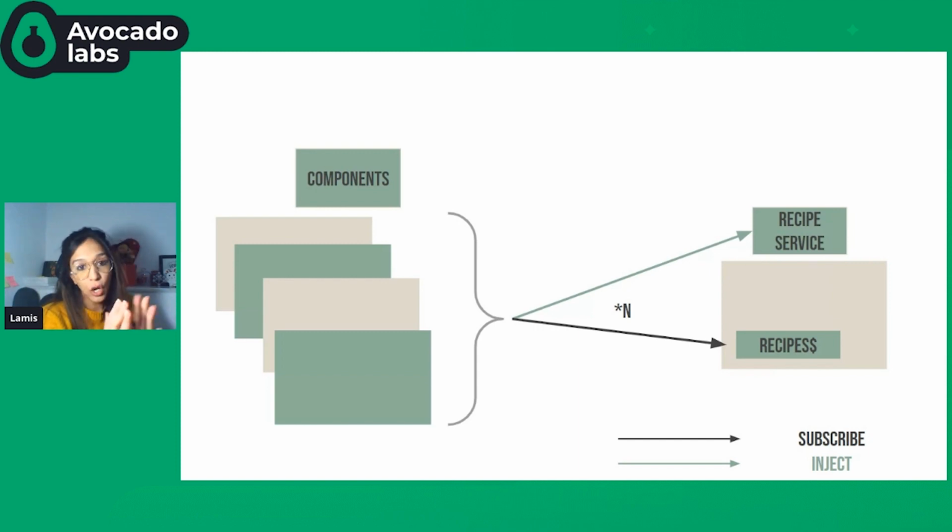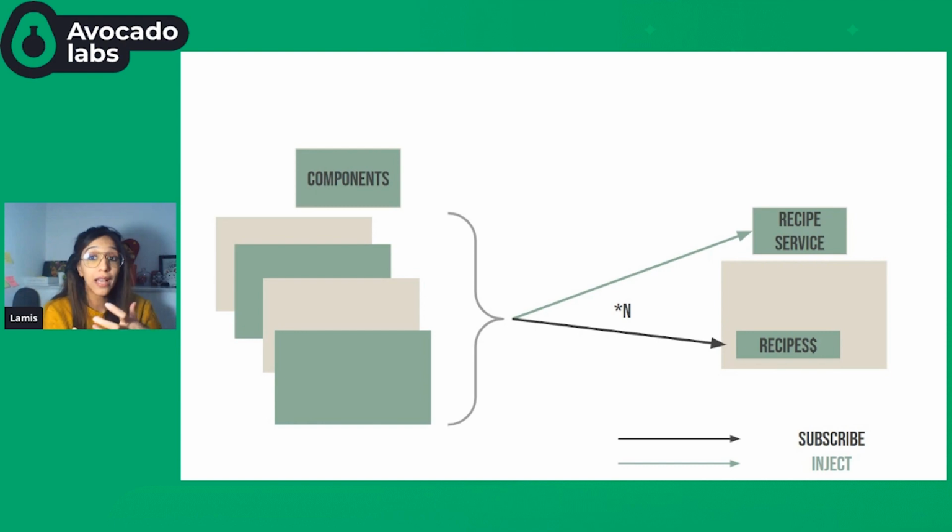And every component will subscribe to this recipe stream, so every component has to inject the recipe service. Let's imagine that you have this recipe service injected in many components, but the list of recipes is not dynamic.